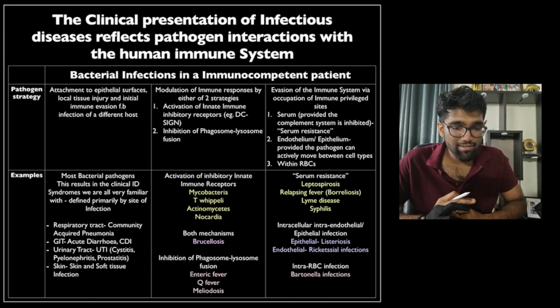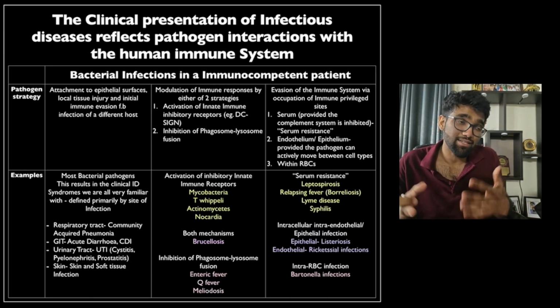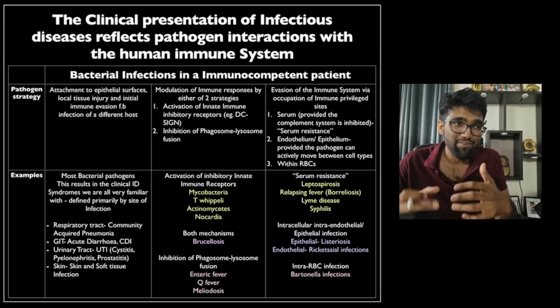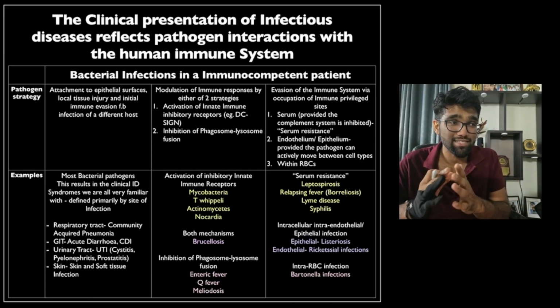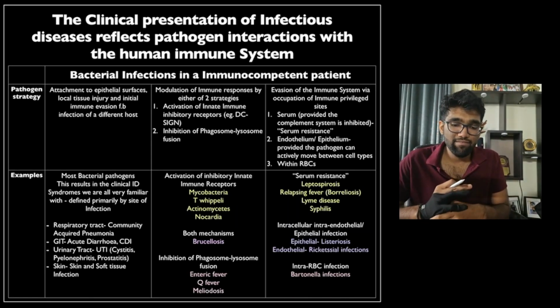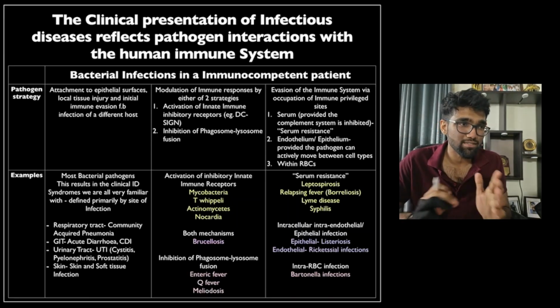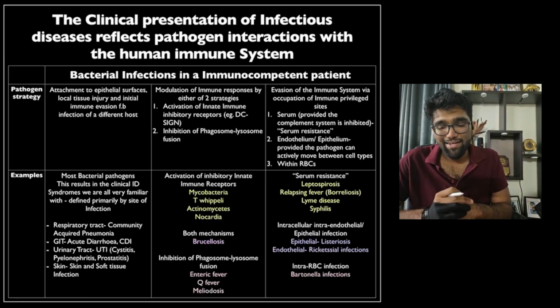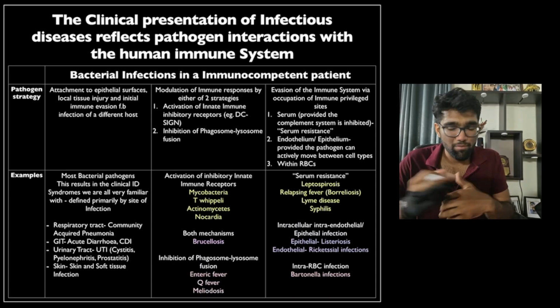But I'm only talking about bacterial infections here. It is also done by dengue virus and other arboviruses, and therefore dengue hemorrhagic fever and rickettsial infections can clinically be essentially impossible to differentiate. Then we have intra-RBC infection. This is done by one bacteria, that is Bartonella, and that has some clinical implications which we'll come to later.